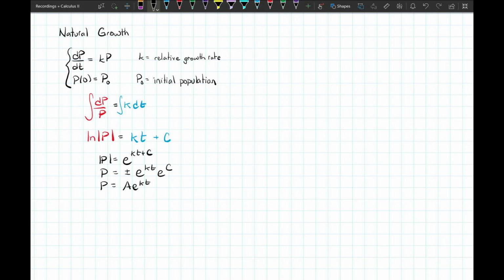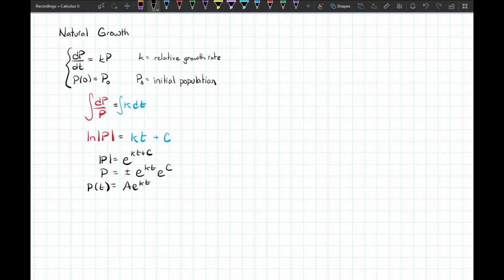P equals a times e to the kt. Or in function notation, population at time t equals a e to the kt. And a is plus or minus the value e to the power c. Now what about that initial value?